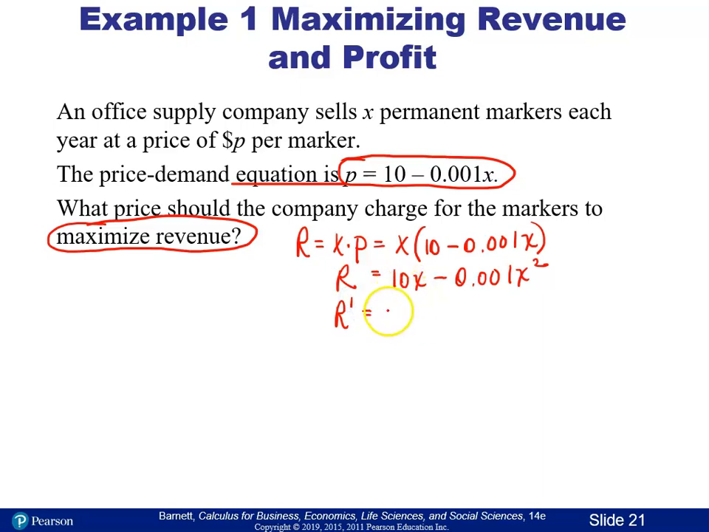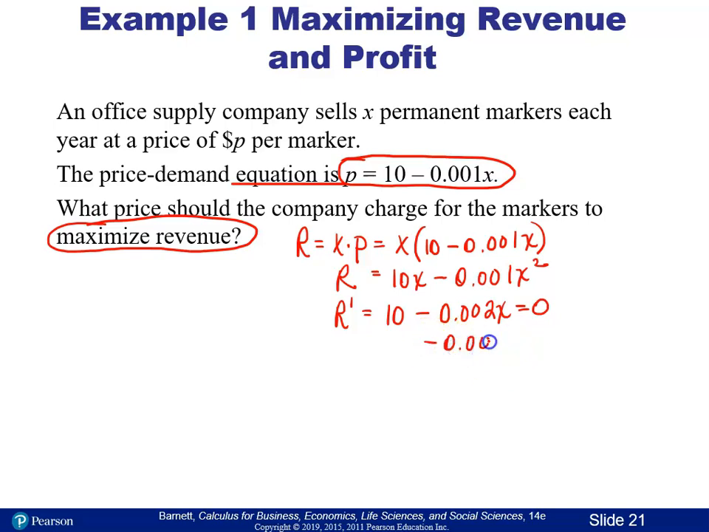So the derivative of 10x would be 10, and the derivative of this term here would be 0.002x. Okay, so that is our derivative. In order to maximize it, we need to set it equal to 0 and find our critical numbers. Okay, so we are going to have some decimals that we're working with, but they're not going to be bad.